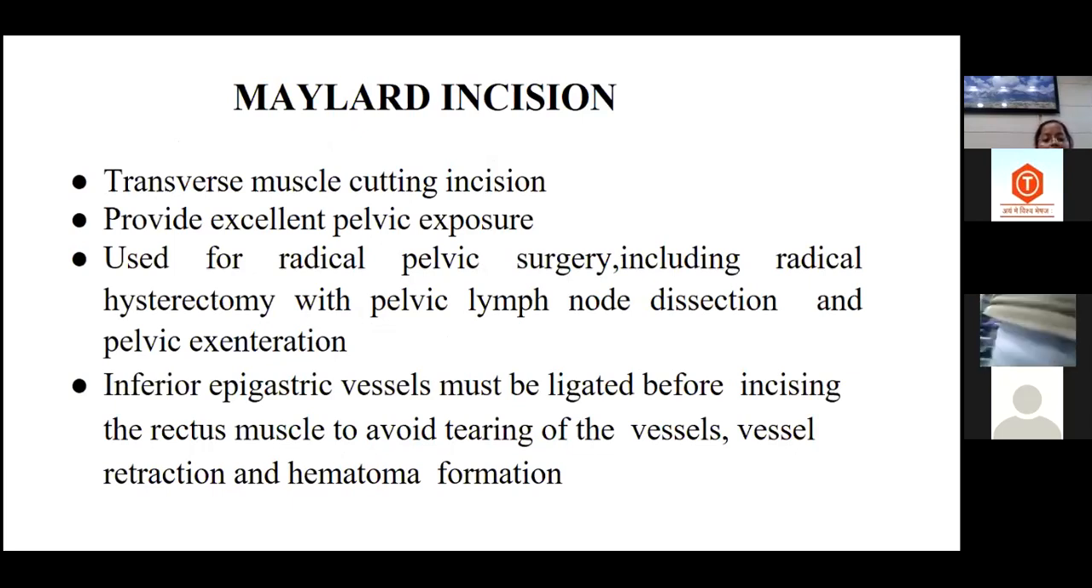Coming to Maylard's incision, it is a transverse muscle cutting incision. It provides excellent pelvic exposure. It is used for radical pelvic surgery, including radical hysterectomy with pelvic lymph node dissection and pelvic exenteration. Inferior epigastric vessels may be ligated before incising the rectus muscle to avoid tearing of vessels, vessel retraction, and hematoma formation.